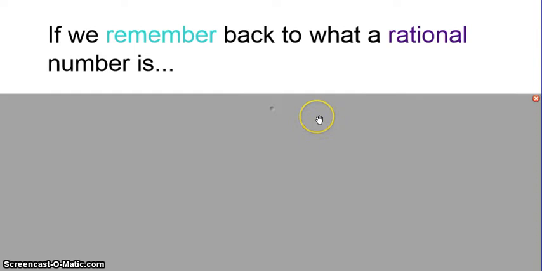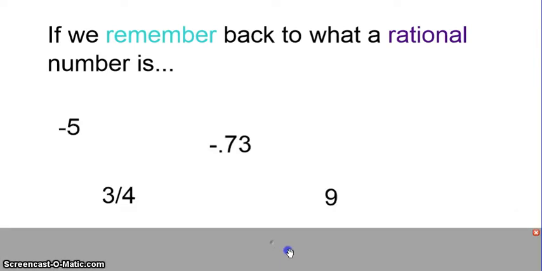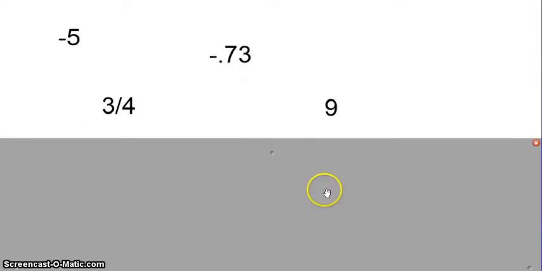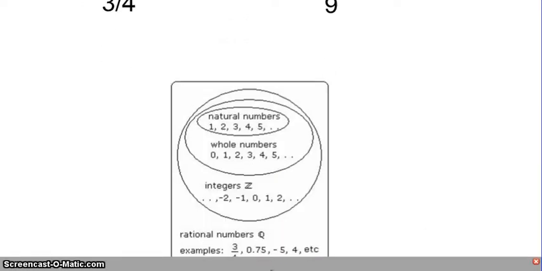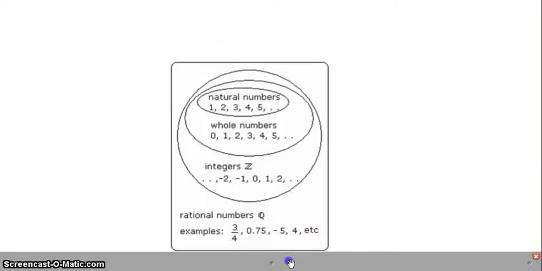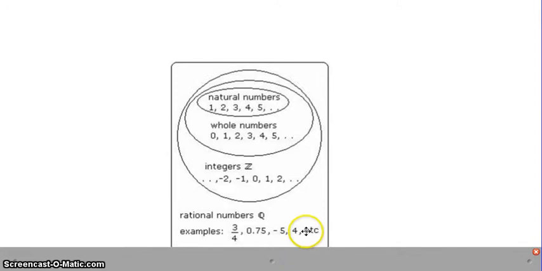And if we remember what a rational number is, rational numbers are numbers that look like this: -5, -0.739, 3/4, and we had this drawn up on the board. Rational numbers include integers, whole numbers, and natural numbers. They can include everything from decimals to fractions to negative numbers, positive numbers. So rational numbers encompass a lot, and we'll be working with positive and negative integers today.